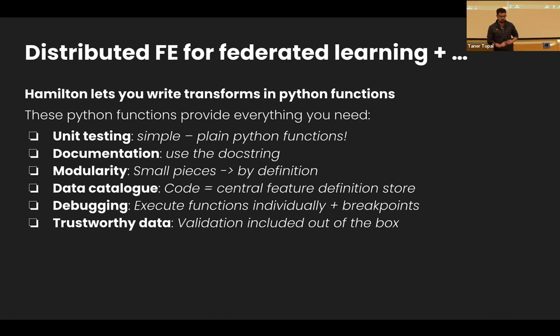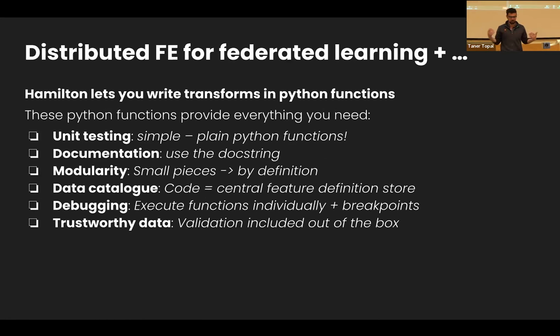So Hamilton lets you write transforms in plain old Python functions. And these Python functions provide everything you need to know. Unit testing is simple. They're plain old Python functions. Documentation, all you have to do is use the docstring. It's sort of self-documenting. They're naturally modular. They're broken into small pieces by definition.